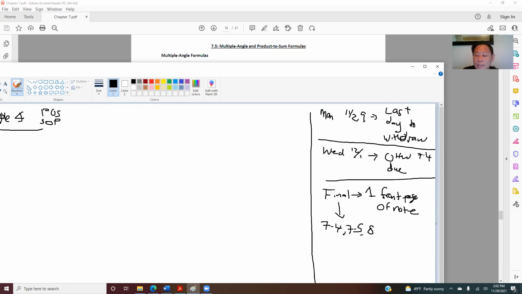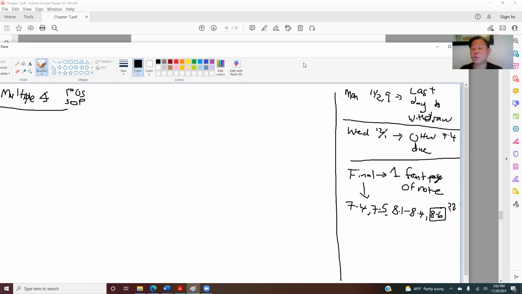and 8, depending on how much I cover. If I can manage to cover 8.6, I will include 8.6. So 8.6 is the one I want to put a question mark on. If I can cover it, I will cover it. If I can't cover it, then it's not in your final. So your final is for sure 7.4, 7.5, 8.1, 8.2, 8.3, 8.4, and 8.6 with a question mark. If I manage to cover 8.6, I will definitely include it. So again, it's not comprehensive. It only has a few sections in there.